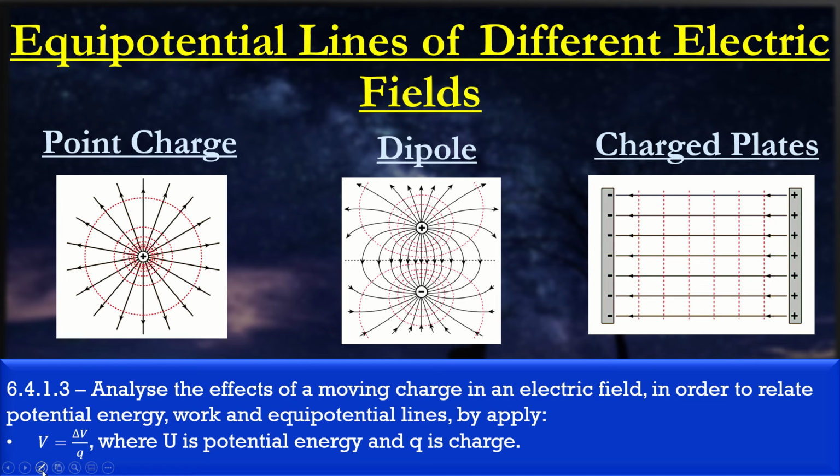Right, let's get into the nitty-gritties of this dot point here, and that is to analyze the effects of a moving charge in an electric field. So we know different types of electric fields. We've talked about the point charge, the dipoles, and the charged plates.